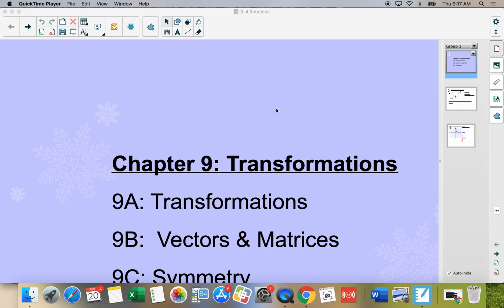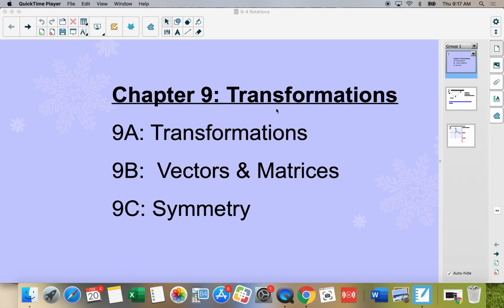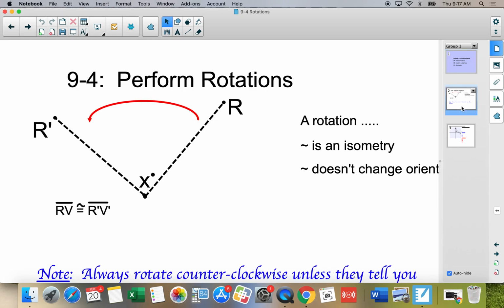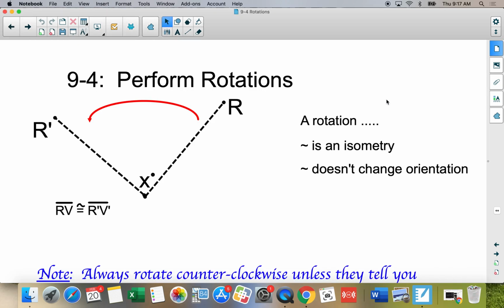Today what we're going to do is carry on with Transformations Chapter 9. We're going to look more at Transformations 9a today. So let's go ahead and look at the first slide. 9.4 is performing rotations. So we've done translations, we've done the slide. I'm going to move a figure to the right 6 and down 1.